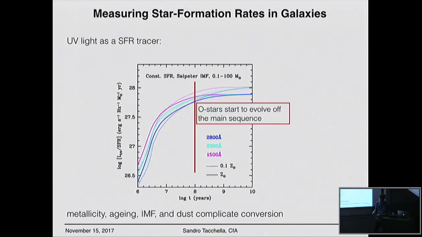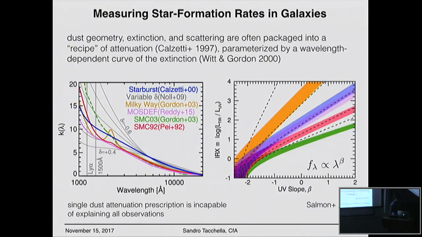Now, the problem, of course, is that there are a lot of hidden dependencies, from metallicity to aging to the IMF. But the largest uncertainty is the dust correction. And dust, at least in extragalactic studies, is treated in a very simple way. Usually, one has a so-called recipe for attenuation.